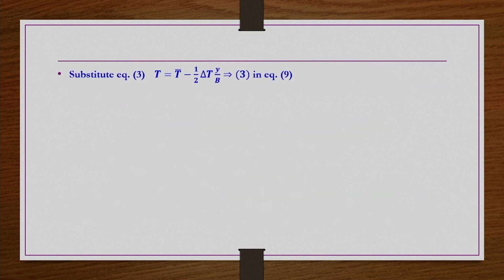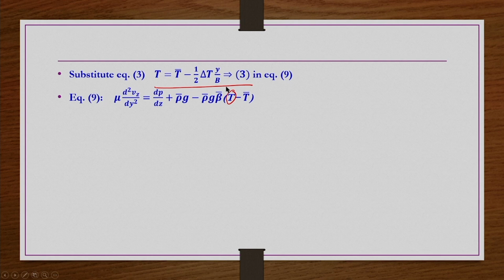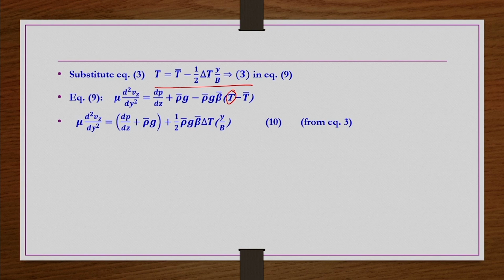Now, we have already derived temperature by simplifying the energy equation: T is equal to T bar minus half delta T y by B. This is our equation number 3 in previous slides. This equation number 3 we are substituting in our just derived equation number 9, in place of T. So when you use it, the right hand side term T minus T bar you can write as minus half delta T y by B. So this term would be plus half rho bar g beta bar delta T y by B.